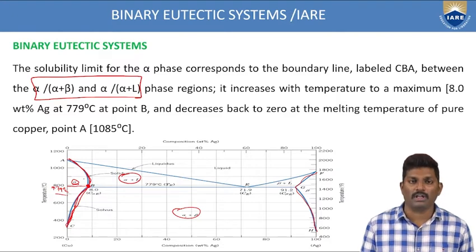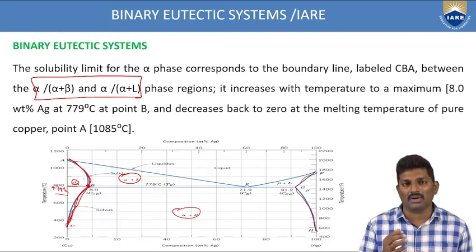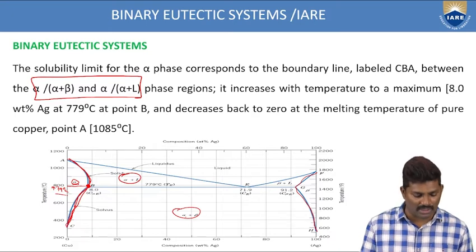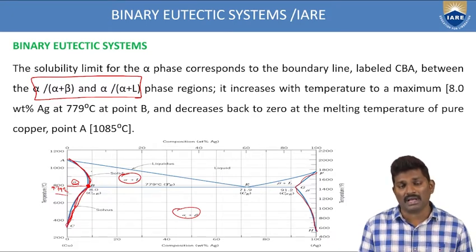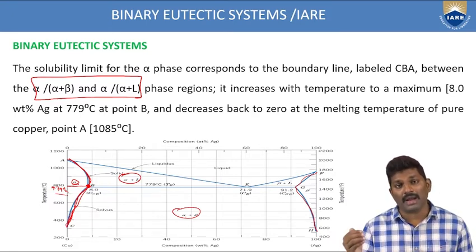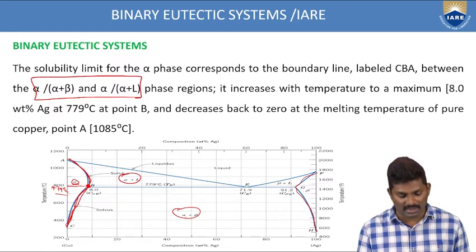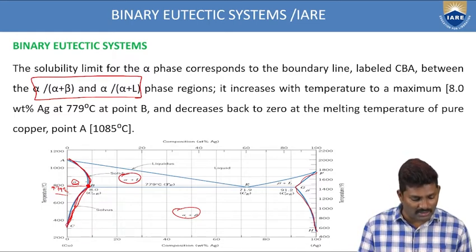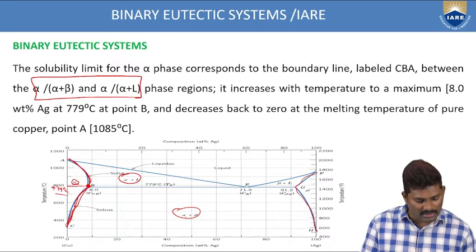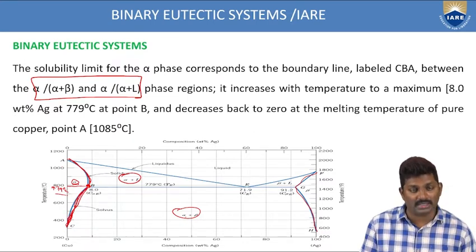So you have to locate this point B, and also identify the composition of point B with respect to silver as well as copper, with respect to the temperature. This is how you have to identify point B. And what is happening after increasing slowly? It is coming back to zero at the melting temperature of pure copper at 1085. That means it increases, reaches the maximum point, and after that slowly comes down and goes to the melting temperature. If you see this temperature, you are getting 1085 degrees centigrade.